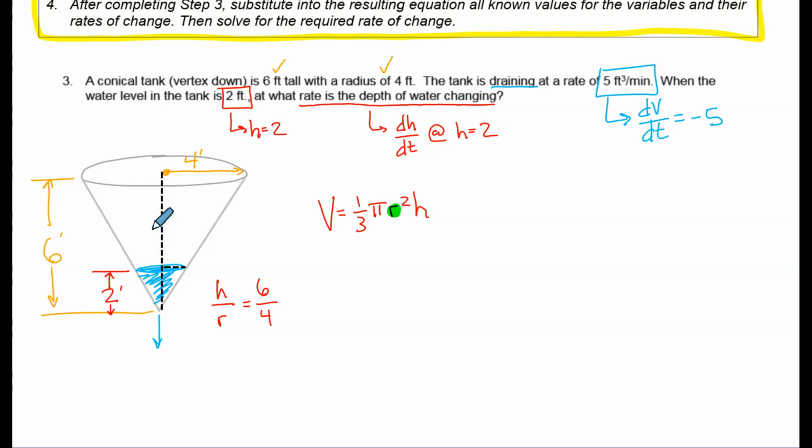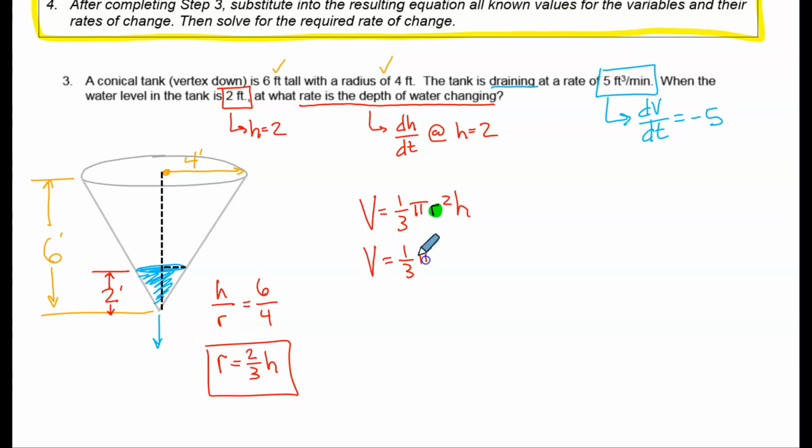Okay, so this relationship here between h and r, I need to get r out of my volume equation, so I'm going to go ahead and solve for r right now. If I rearrange that formula, I get r equals 2/3 h, and I'm now going to substitute that into my volume equation. Okay, so I made that substitution. I am now going to do as much simplifying as I can on this.